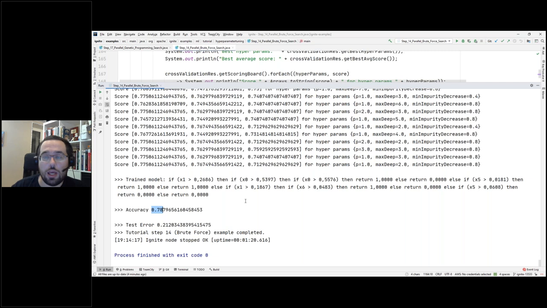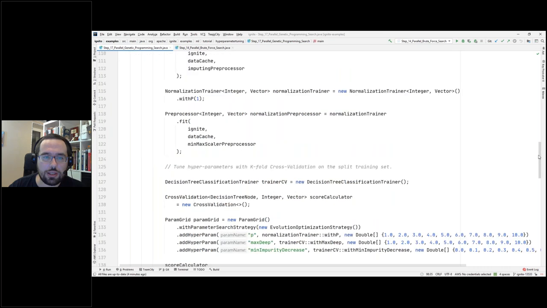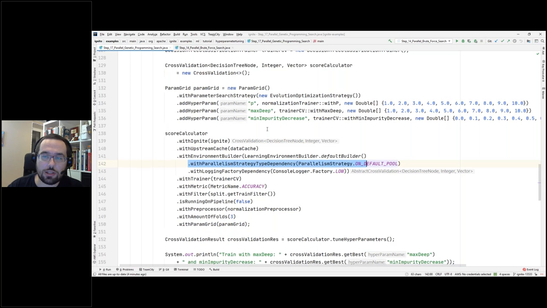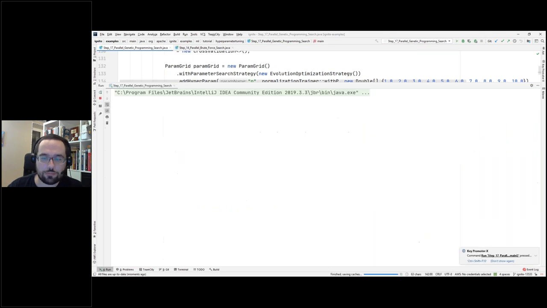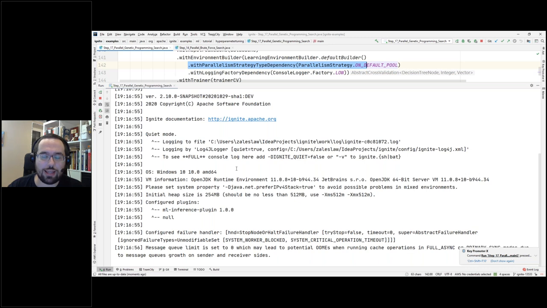0.78, okay. That's enough. Let's try to reduce the amount of trainings, and let's use the parallel genetic programming approach on the next tab. Here, it's the same code, with only one different row. In param grid, we set up the evolution optimization strategy instead of brute force. And it acts the same way. We set up the parallelism strategy here, and under the hood it runs genetic algorithms, and let's run it in parallel. It will take 10 times less time, 10 times faster.